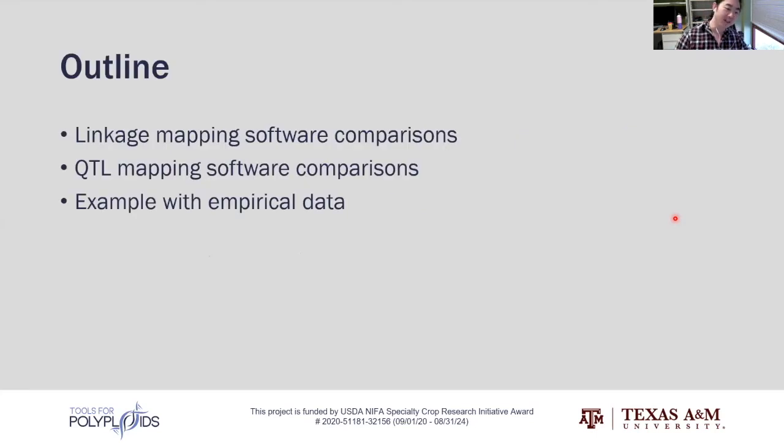So a quick outline: I'm going to give a quick comparison between the linkage mapping software. Then I'm going to talk about the QTL mapping software. With those, I'm going to talk about the pros and the cons and the ease of use of each software and use case scenarios of the software. And then I will end with a real empirical data set on tetraploid rose.